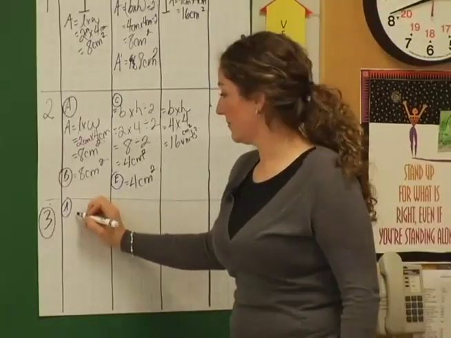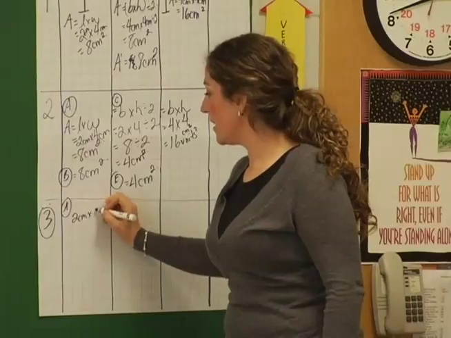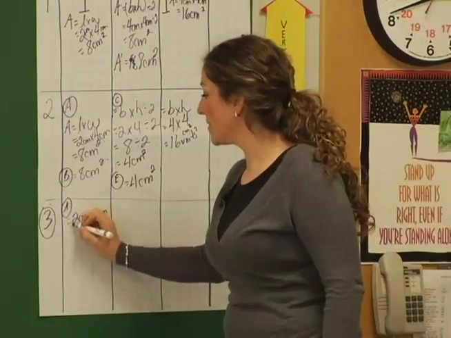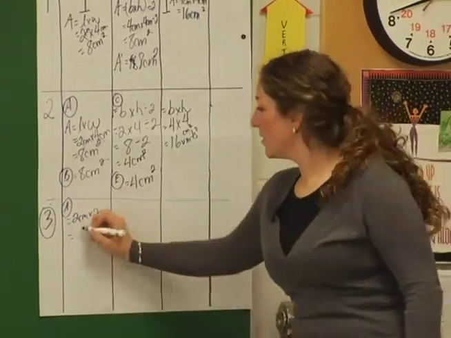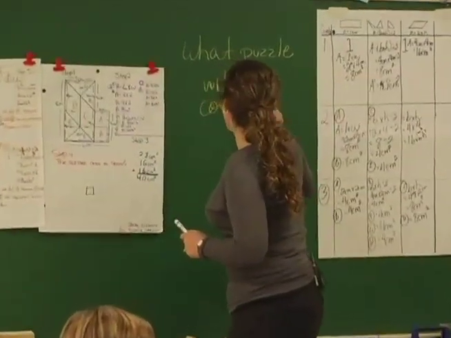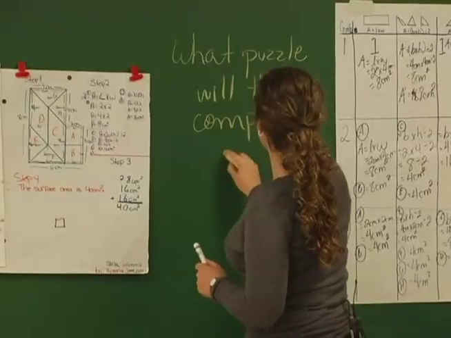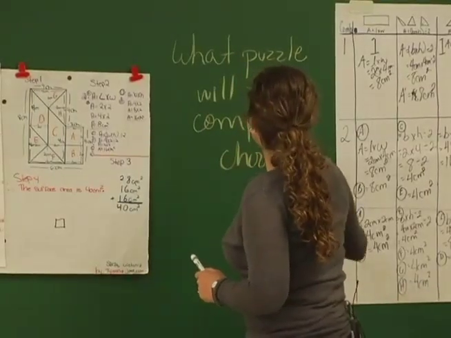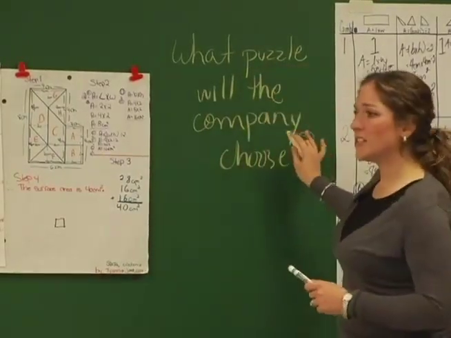A is 2 centimeters by 2 centimeters. 2 centimeters by 2 centimeters, okay, giving us a total area of 4 centimeters squared. Okay, so what puzzle will the company choose? What puzzle will the company choose, and why?